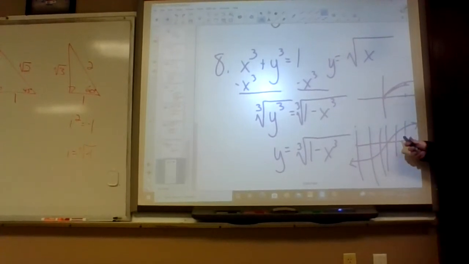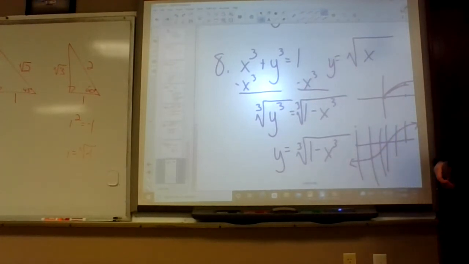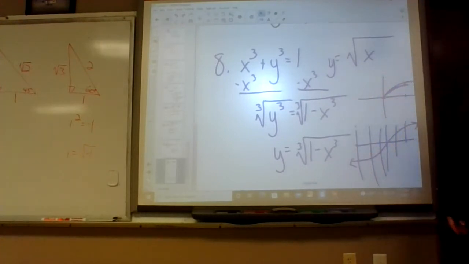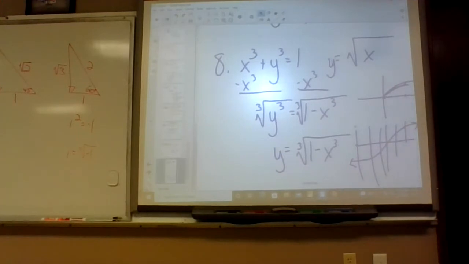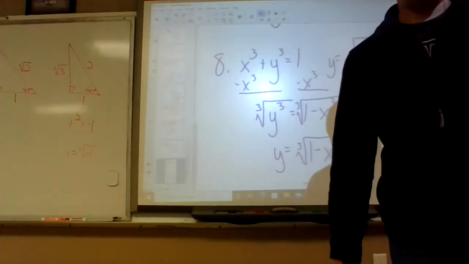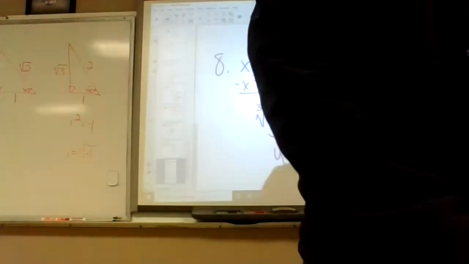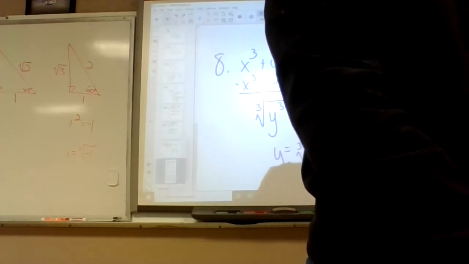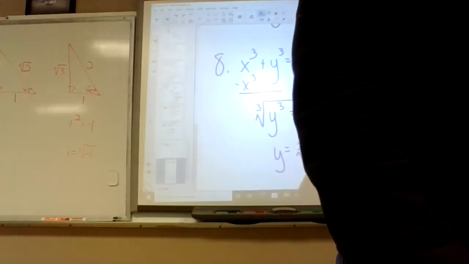Anyway, the answer is each x value has its own one y value. So that's why it's a function. Each x value has one y value. That was 8. The book wrote, there's only one y value for each x value. Yeah, so pretty much the same thing as what I said.